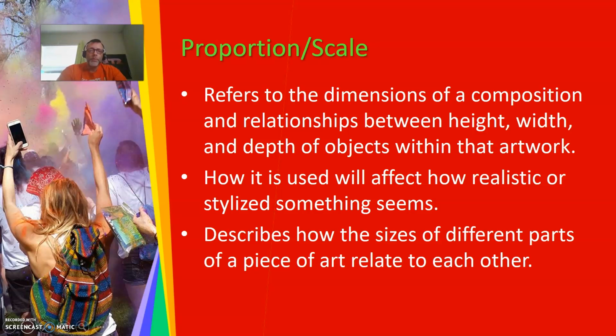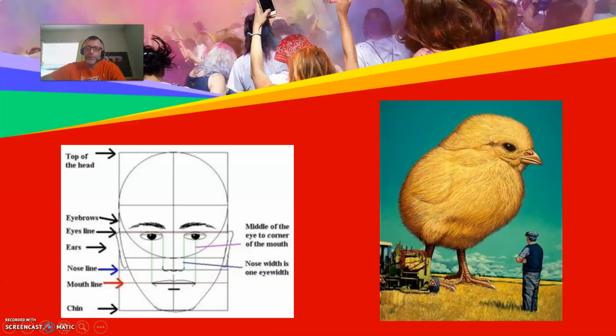So now remember that second one. How your proportion and scale is used will affect how realistic or stylized something seems within an artwork. Look at the photo on the right. Right? This is an image of an artwork. Look at how big the little chick is compared to the farmer that is standing in front of him. This is obviously stylized. Whereas on the left, we see perfect human proportions of the human head. Everybody's head looks different than this, but everybody's head has these same proportions. This is how you begin to draw human figures.